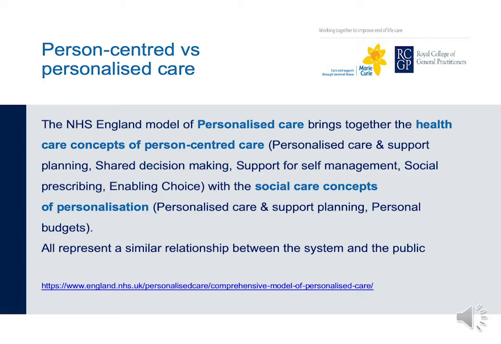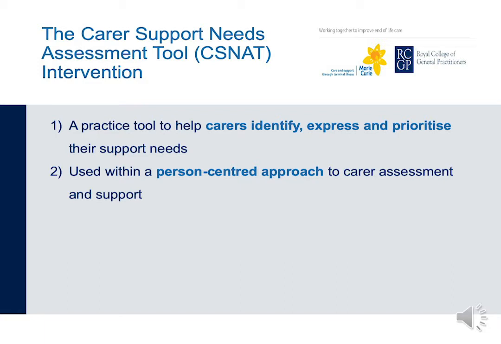However, as you may gather, although these concepts come from different starting places, they represent a similar relationship between the system and the public. To clarify where the CSNAT intervention sits in this context, the person-centered approach from a CSNAT intervention perspective is rooted more in healthcare concepts, but encompasses the broad principle of working with carers rather than doing to them, which can be seen as a common aspiration both for health and social care. The intervention consists of a practice tool to help carers identify, express, and prioritise their support needs, which is then used within a defined person-centered approach to carer assessment and support.